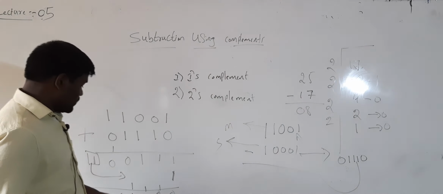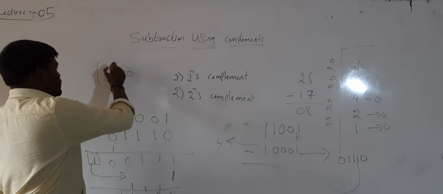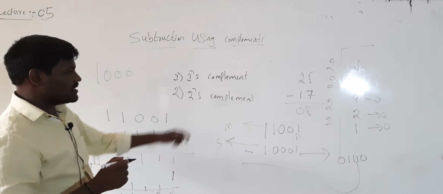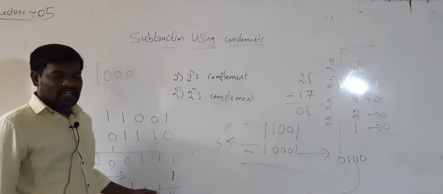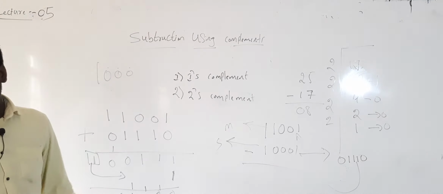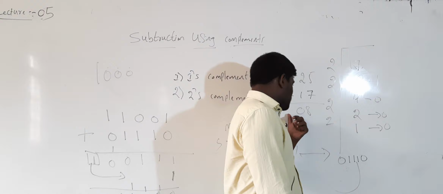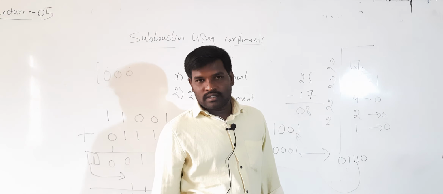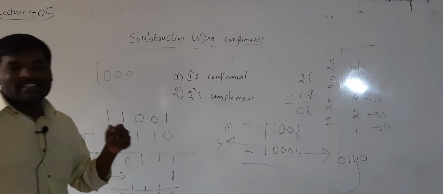You can verify: 1 0 0 0, positions 0, 1, 2, 3. 2 raised to 3 is 8. Then your answer is correct. You can verify your answer just by converting the binary to decimal or decimal to binary, whichever it may be. One thing to remember: in 25 minus 17, it always gives a positive result. In a positive result, the carry will always be generated.